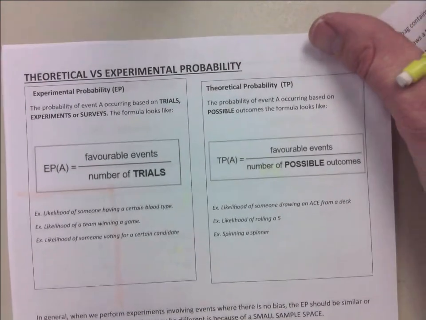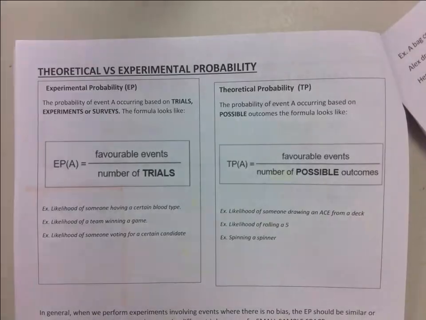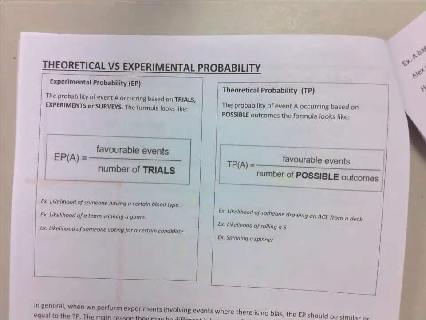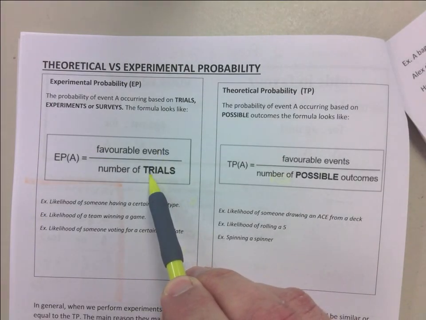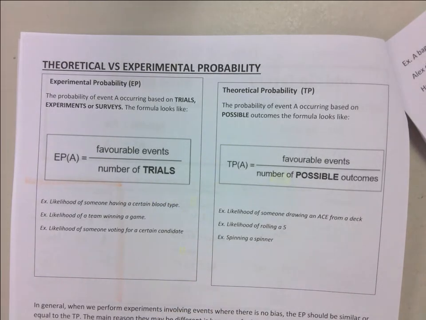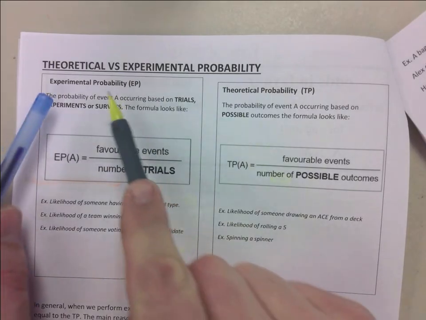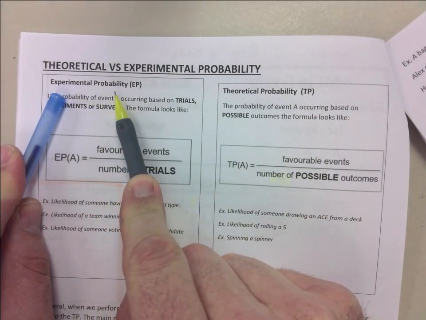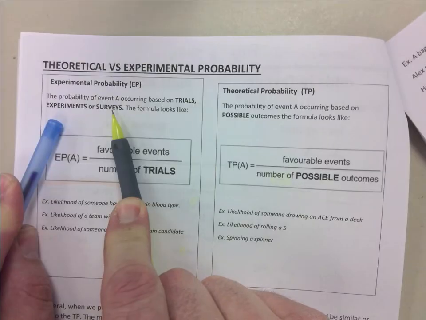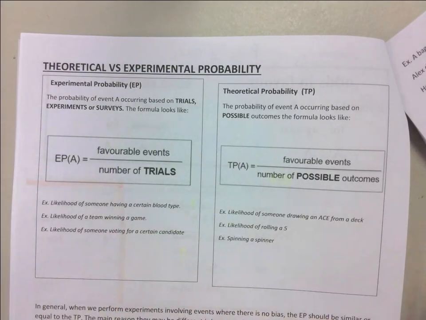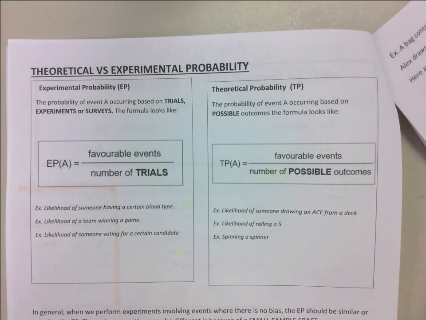Okay, so just giving you a heads up on page 27, probability, guys, probability is still favorable over total. It doesn't change. What changes today is there are two types of probabilities. There's something called experimental probability. It's based on trials, experiments, or surveys. Okay? So, how do you know it's experimental? Something happened. Someone actually kept track of the experiments.